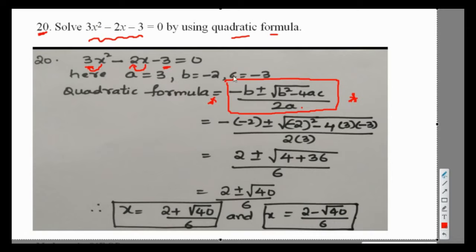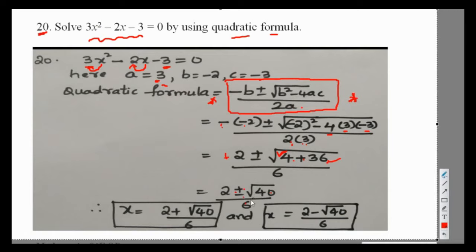We have to replace a, b, c in the quadratic formula. In the formula, the minus I am writing as it is, and the b value is minus 2. So minus of minus 2 plus or minus root over b square. Minus 2 is b, so b square means minus 2 square, minus 4, the a value is 3 as we know, and c is minus 3. The denominator is 2a, 2 into 3, because a is 3. So minus into minus is plus 2 plus or minus root over minus 2 square, whose value is plus 4 because minus 2 into minus 2 is plus 4. And minus into minus is plus, 4 3s are 12, 12 3s are 36. 36 plus 4 is 40, divided by 6.